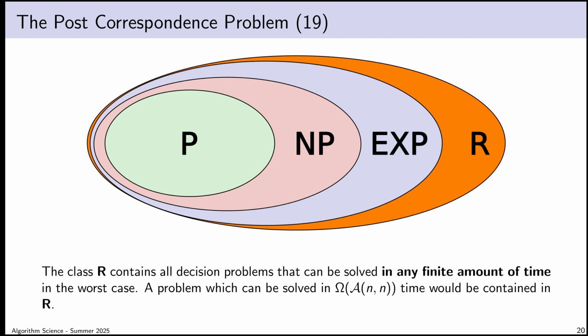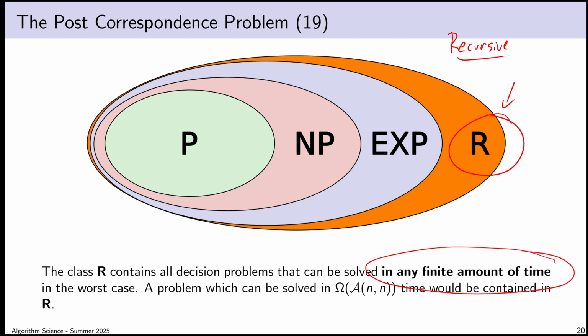Let's extrapolate all the way out. There is this class called R. R in this case actually stands for the word recursive, which is a sort of interesting tie-in. There's a reason for this, but it is something you'll have to learn about in a computational complexity course. The class R contains all decision problems that can be solved in any finite amount of time.